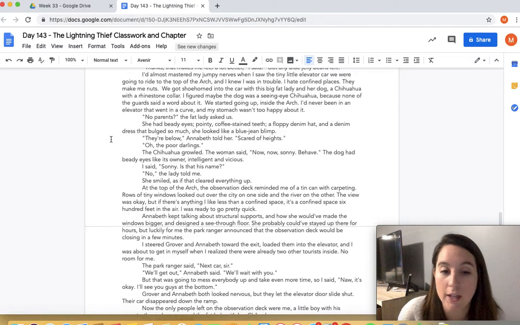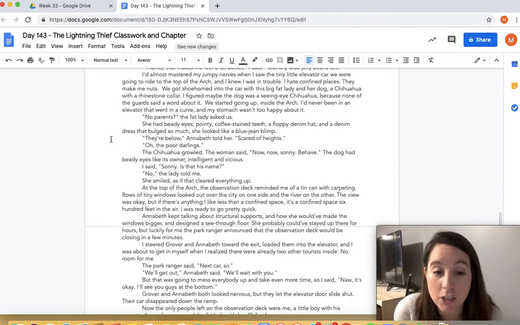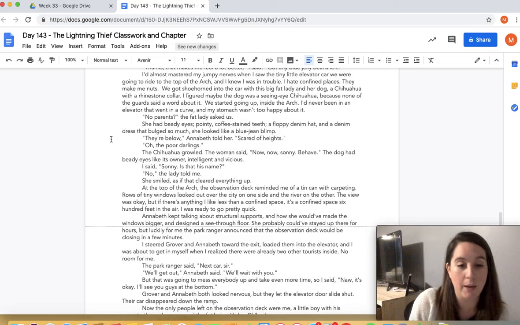I steered Grover and Annabeth toward the exit, loaded them into an elevator, and I was about to get in myself when I realized there were already two other tourists inside. No room for me. The park ranger said, "Next car, sir." "We'll get out," Annabeth said. "We'll wait with you." But that was going to mess everybody up and take even more time. So I said, "Nah, it's okay. I'll see you guys at the bottom." Grover and Annabeth both looked nervous, but they let the elevator slide shut. Their car disappeared down the ramp.